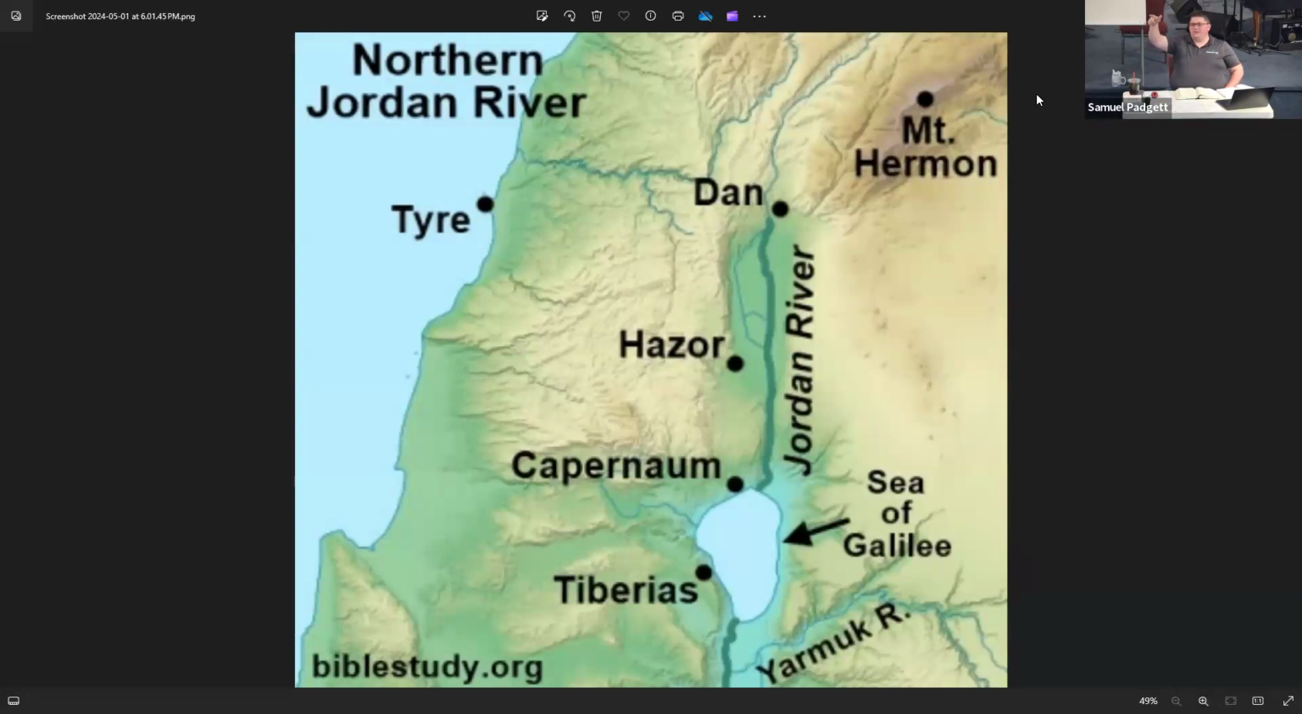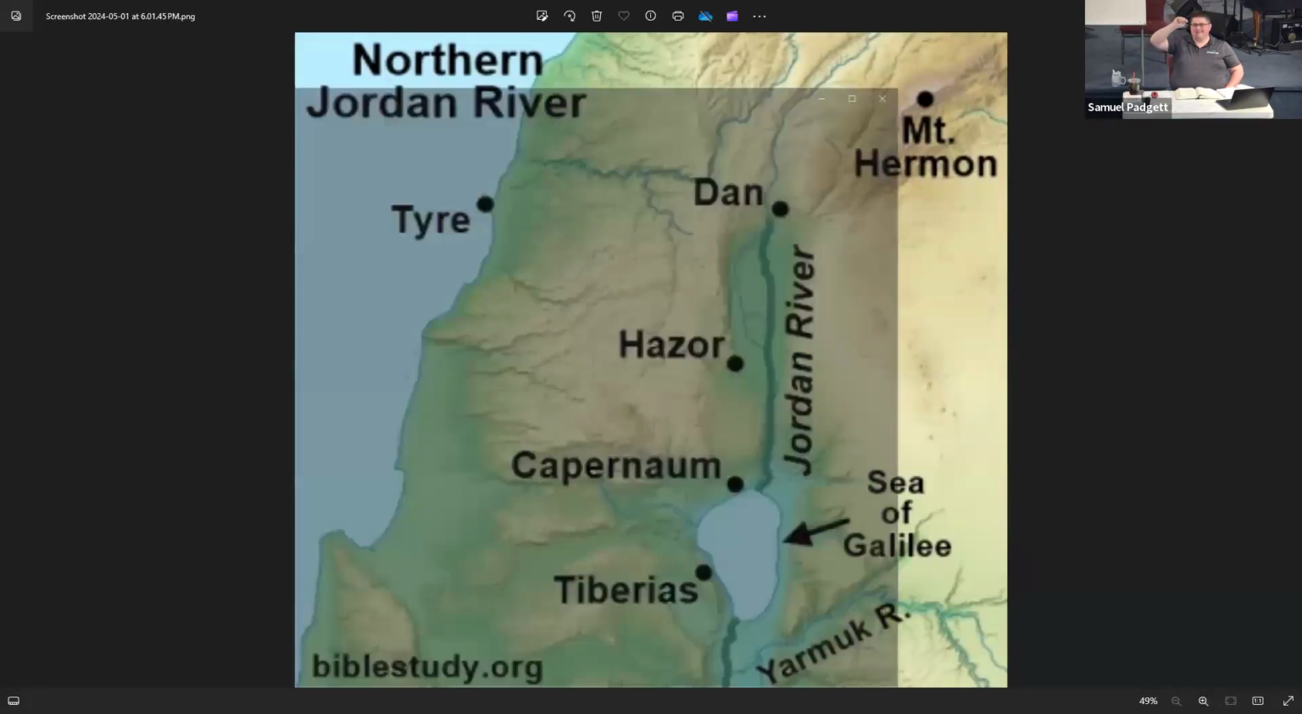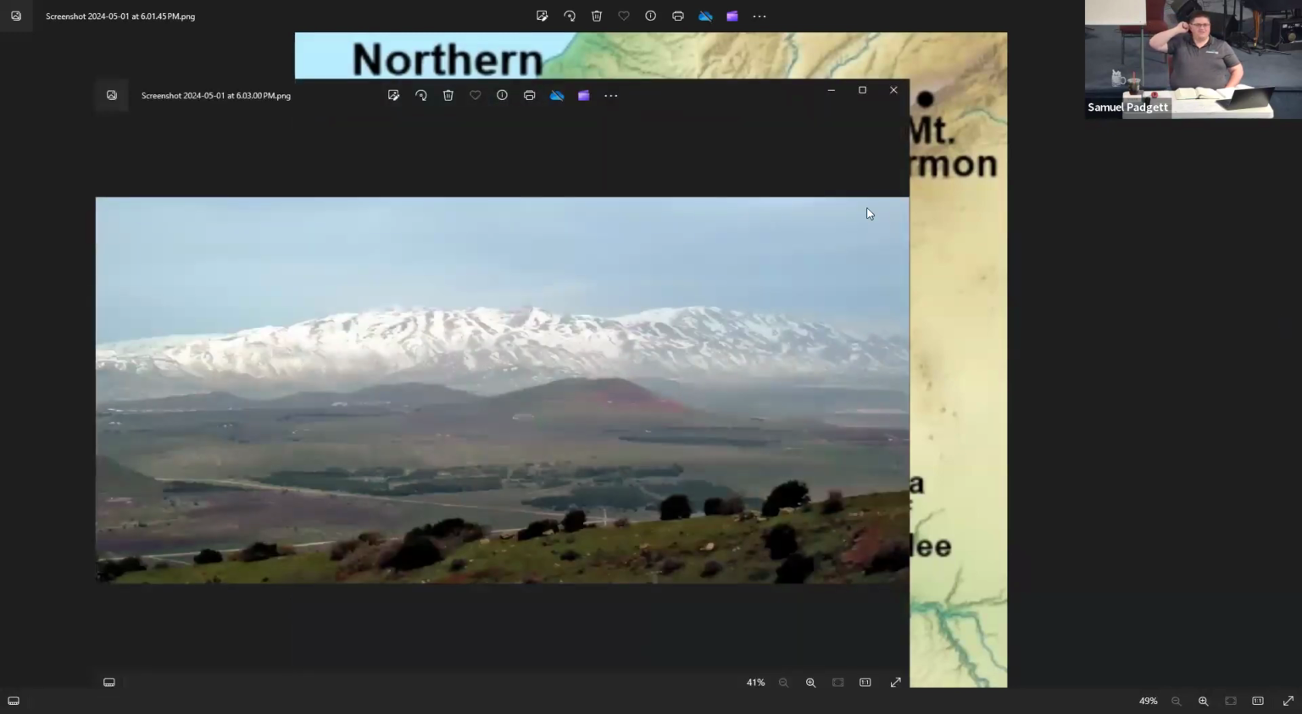Can you bring up the other picture? Can we do that? Can you guys see that picture? Online, can you guys see it?